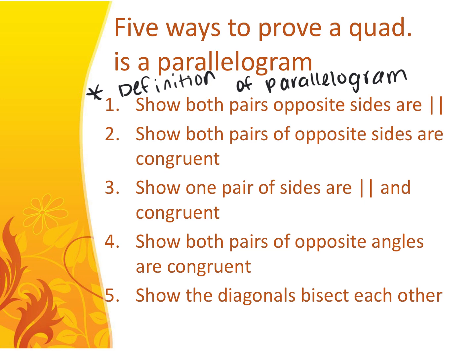That's the opposite sides converse. Show one pair of sides are parallel and congruent. That's the parallel and congruence theorem. And then 4th one, show both pairs of opposite angles are congruent. Opposite angles converse. And show the diagonals bisect each other, okay? There's 5 ways we can prove that a figure is a parallelogram, okay? All right.